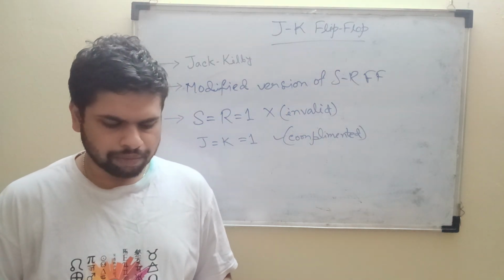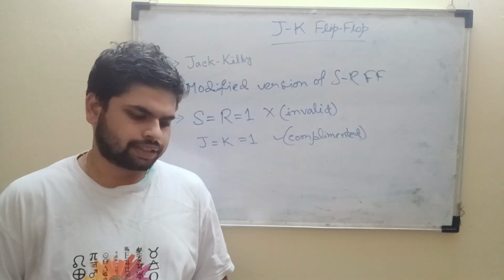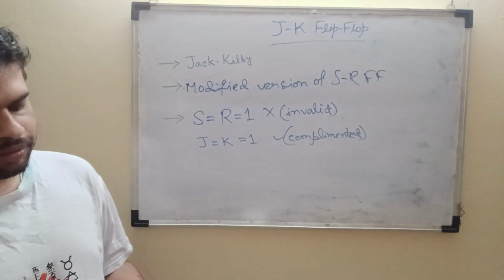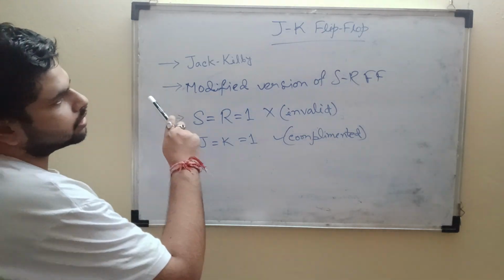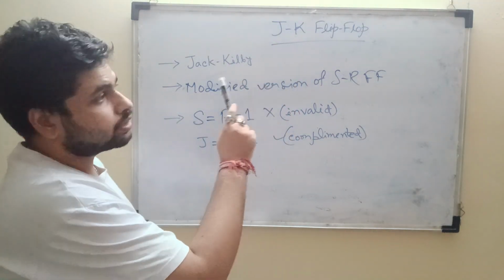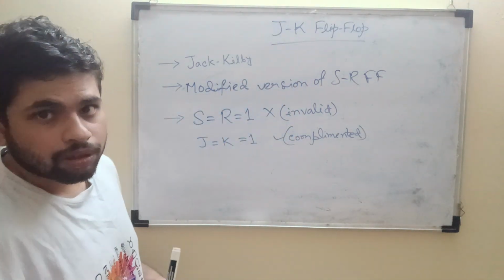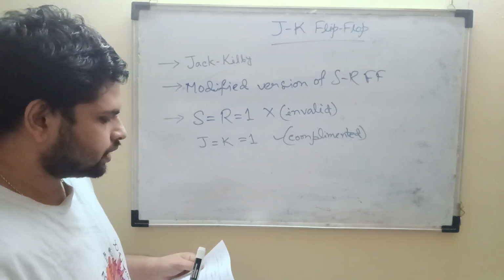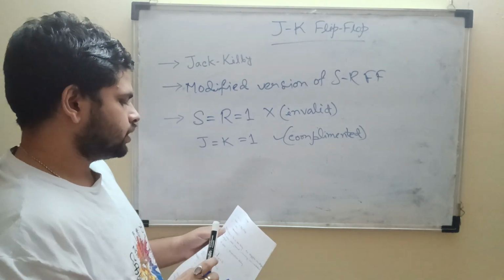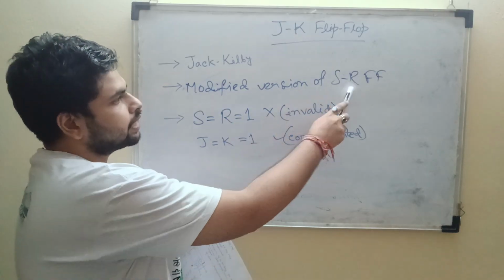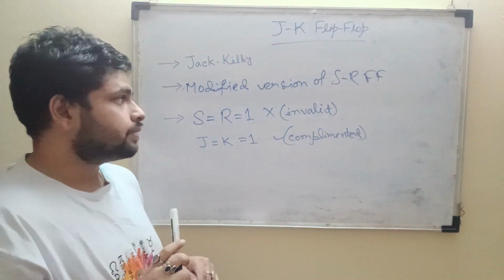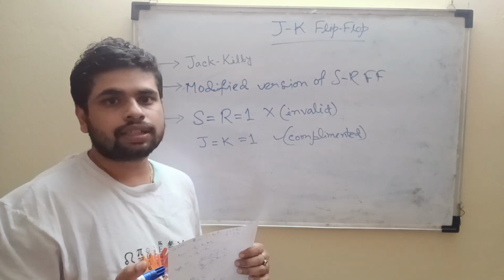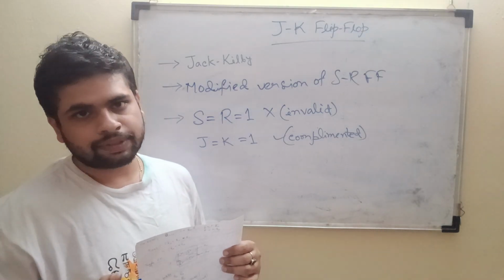The main points to ponder for the JK flip flop are that this name came from the two inventors, Jack and Kilby. Those are the inventors of the JK flip flop, which is the modified version of the SR flip flop, the set reset flip flop. Why do we need to modify the SR flip flop to a JK flip flop?